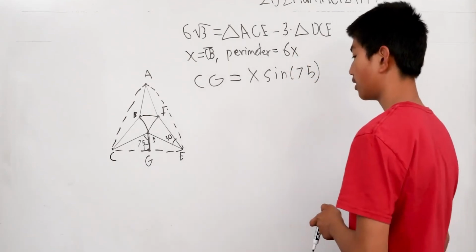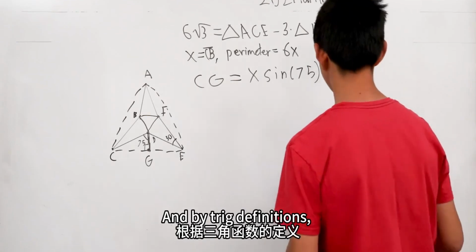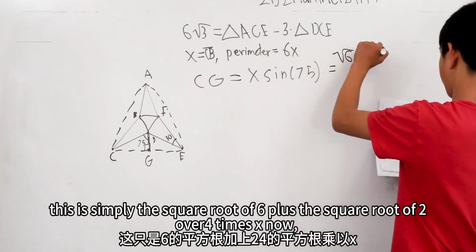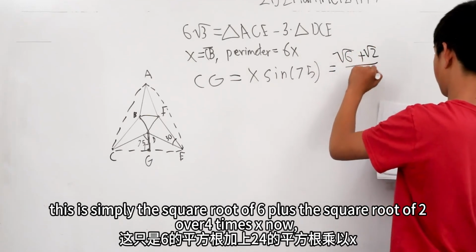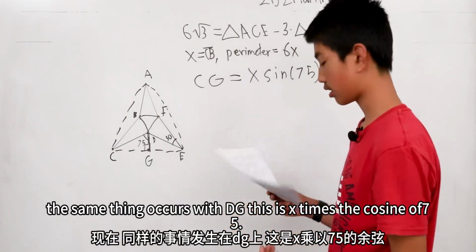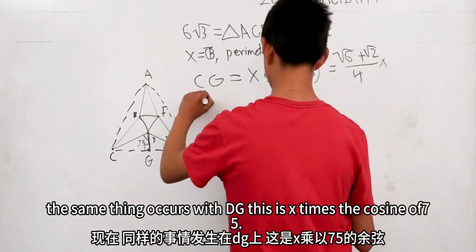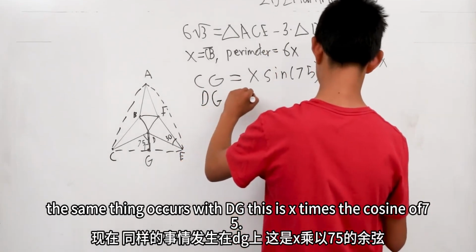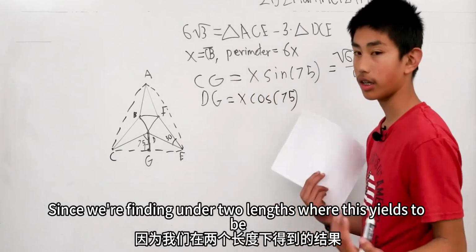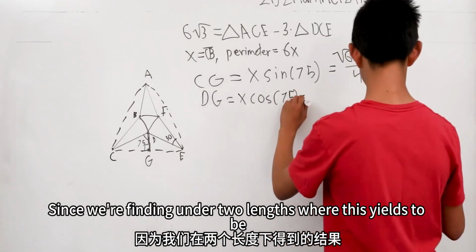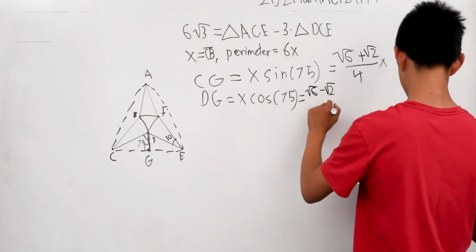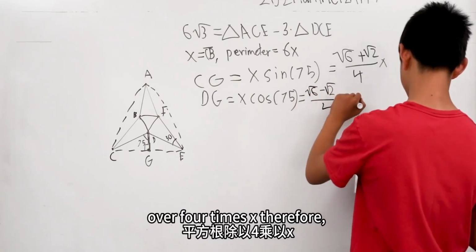So we have that. And by trig definitions, this is simply the square root of 6 plus the square root of 2 over 4 times x. Now, the same thing occurs with DG. This is x times the cosine of 75, since we're finding a different length, where this yields to be the square root of 6 minus the square root of 2 over 4 times x.